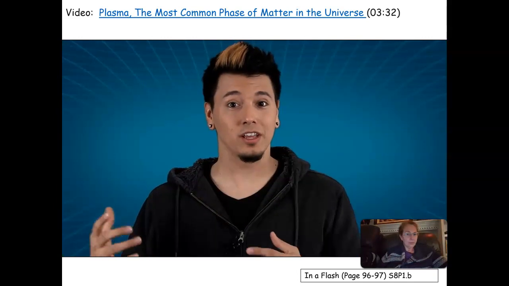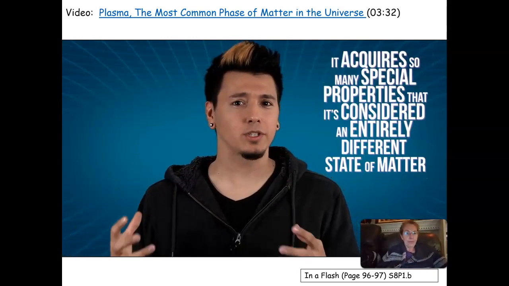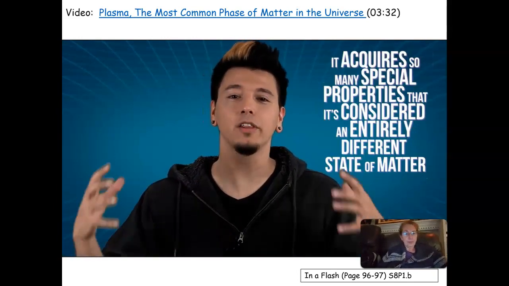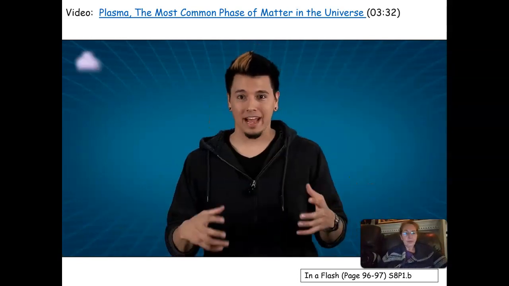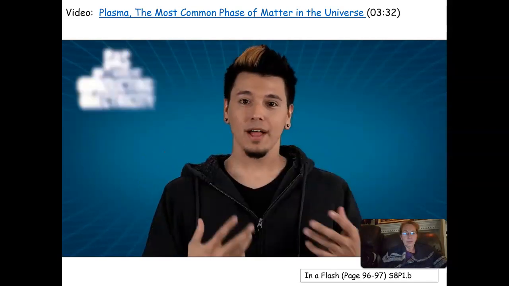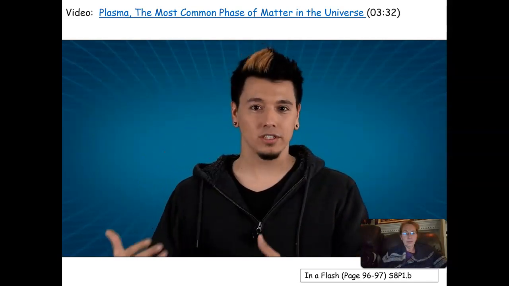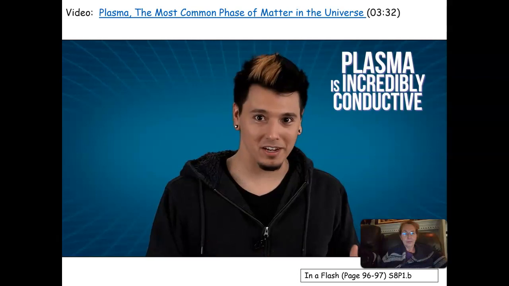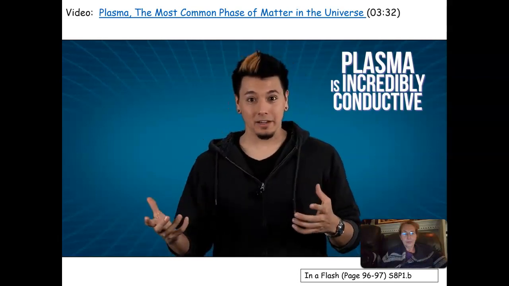But even though plasma essentially comes from gas, it acquires so many special properties that it's considered an entirely different state of matter. Normally, for example, gas isn't all that good at conducting electricity. Actually, it's often used as an insulator. But in plasma, there are so many detached electrons floating around, it becomes incredibly conductive. This conductivity shows up in lightning, for example.